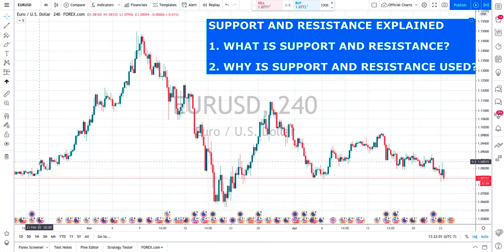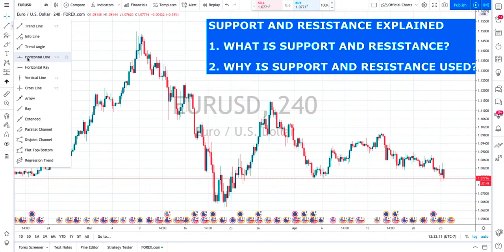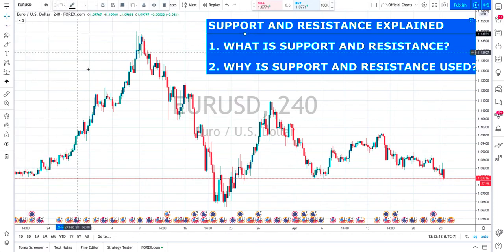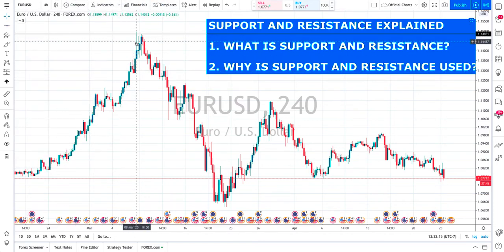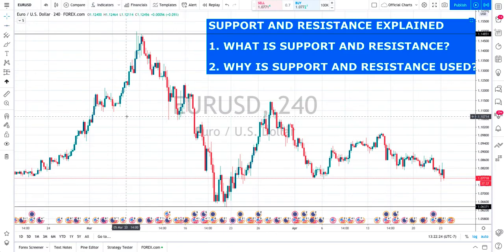So as you can see right here, price came up this way, then it rejected off this area, so this area might have been considered resistance. So we'll use the horizontal line. So I draw a line up there. And as it came back down this way, it rejected off this area. So this area could be considered support.